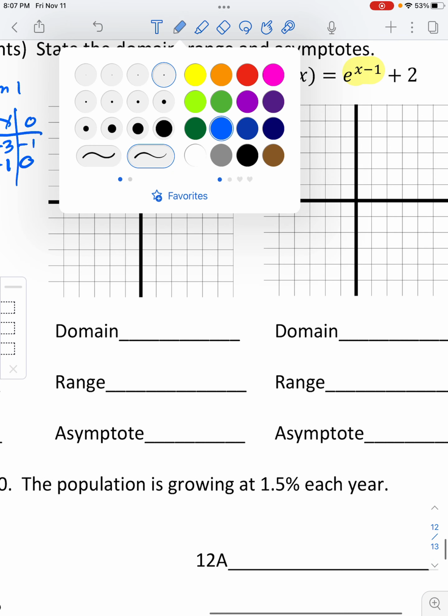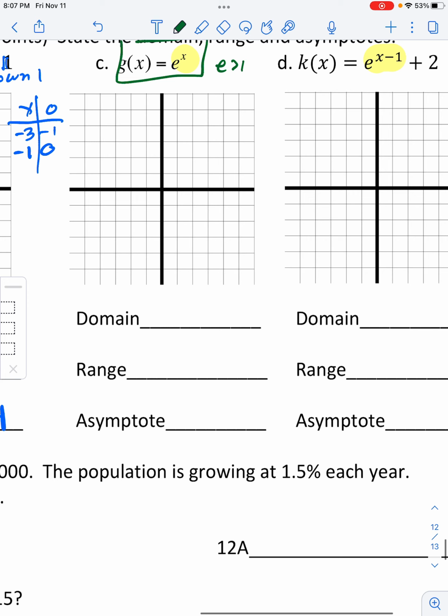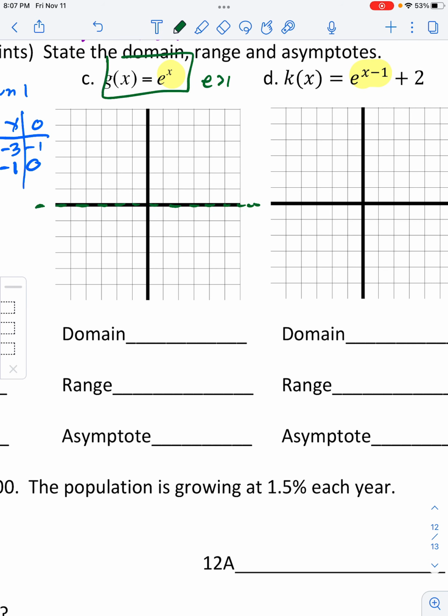Here, I'm looking at exponential graphs. How do you know? Because the x is in the exponent, thus the name. This is pretty generic. e is a value greater than 1, and so this is going to be exponential growth. So get your brain in that spot. That means I have a horizontal asymptote. There's been no shifting up and down. So my asymptote's located at y equals 0.